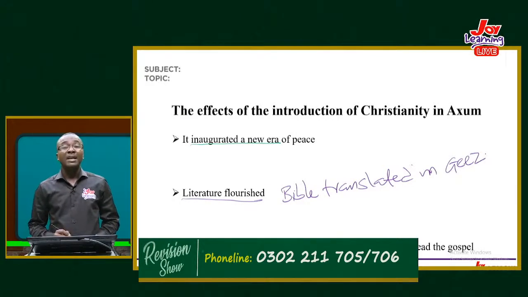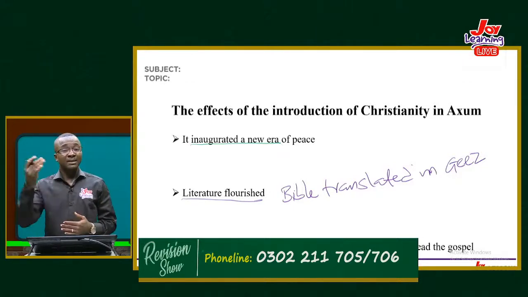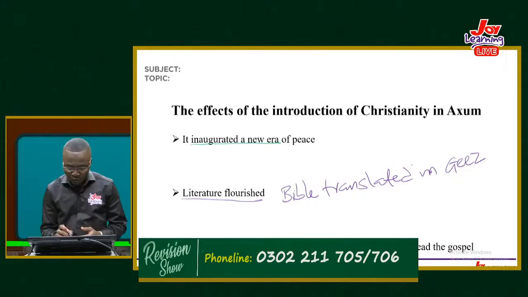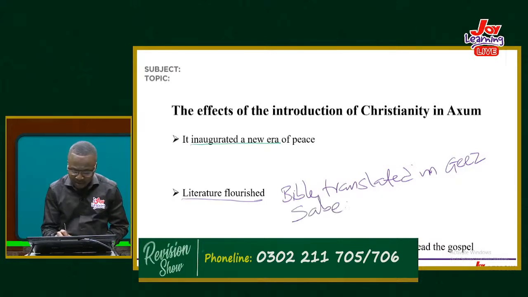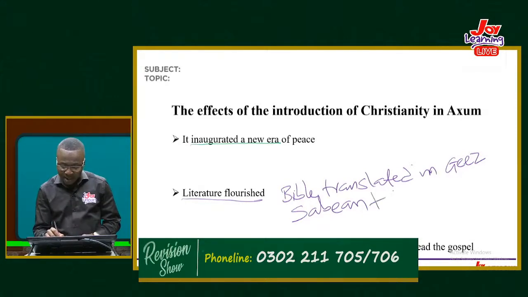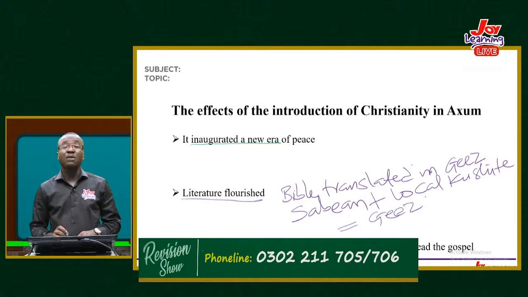Now the Ge'ez language came up as a mixture of a language brought in by the Semitics, that is the immigrants who came from Saudi Arabia. They came with a language known as the Sabaean language. And then the local Kushite people borrowed components of this Sabaean language, plus their local Kushite language. So Sabaean plus the local Kushite language is what gave the Ge'ez language.